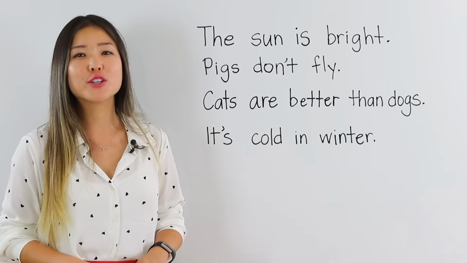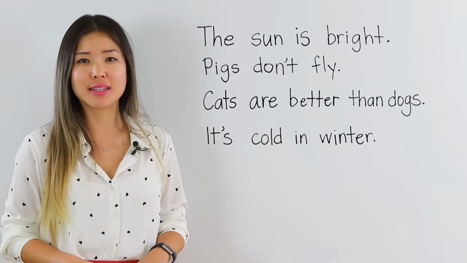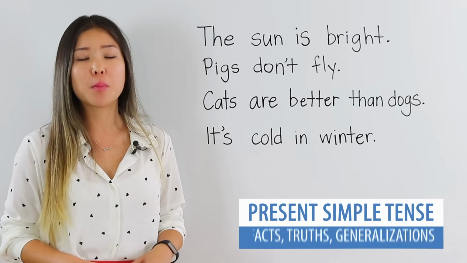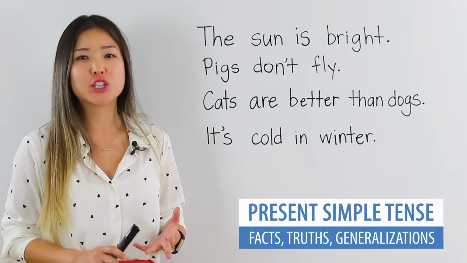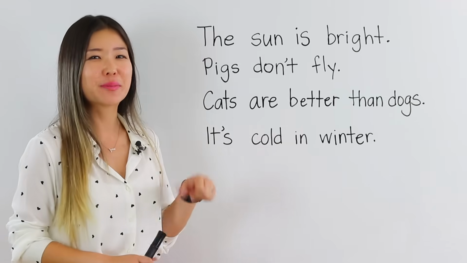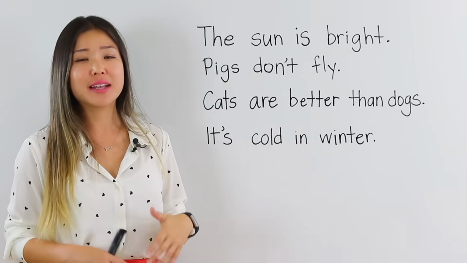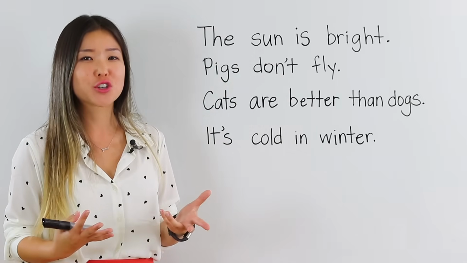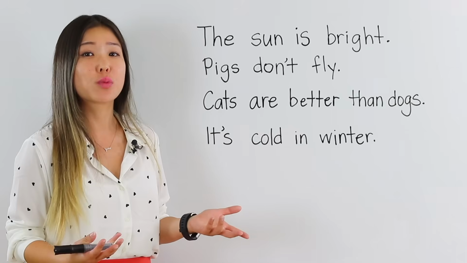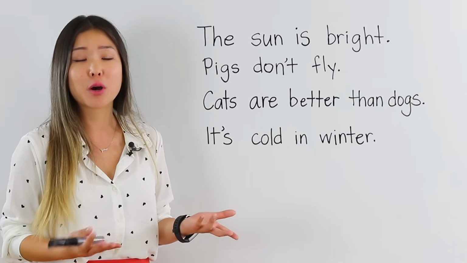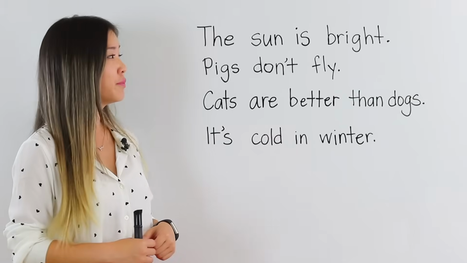Let's start with the first usage for the present simple tense. The first usage is pretty easy. We use it to talk about facts, truths, and generalizations. Let's look at some examples. The sun is bright. Now that's a fact. It doesn't change. Everybody knows that the sun is bright. It was bright yesterday, it's bright today, and it will be bright tomorrow. That makes it a fact.